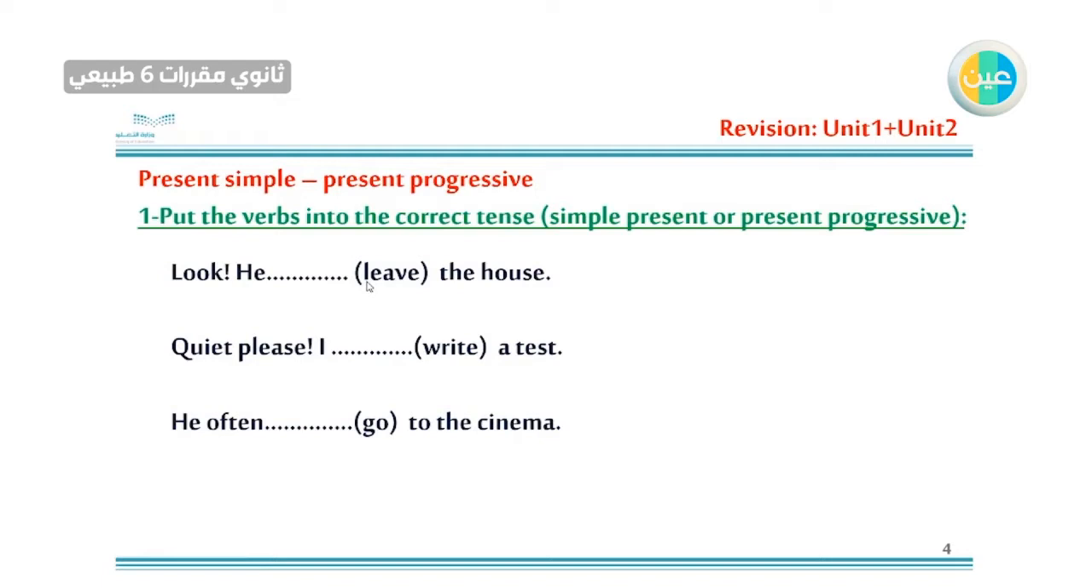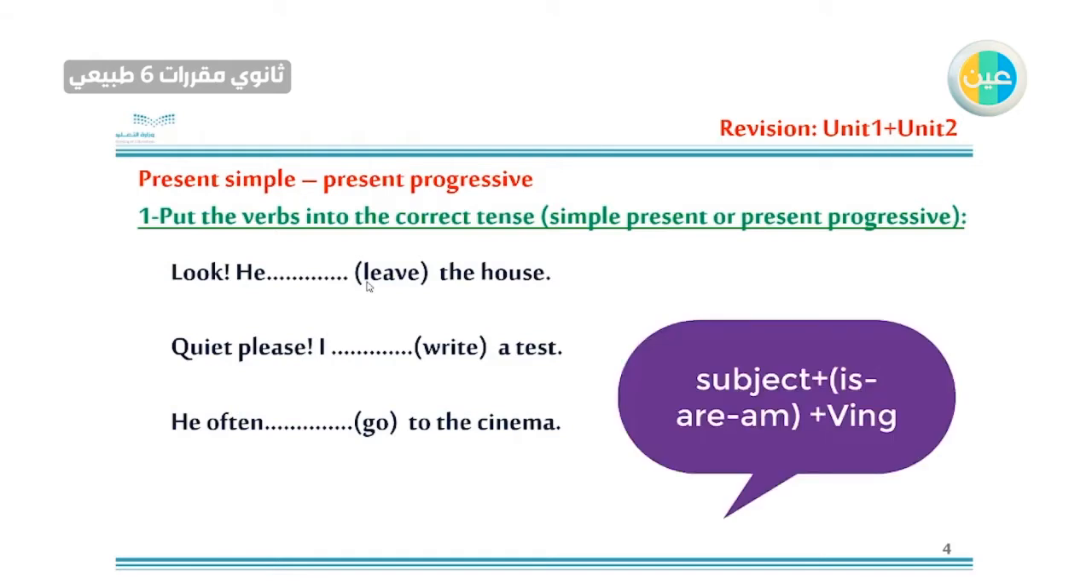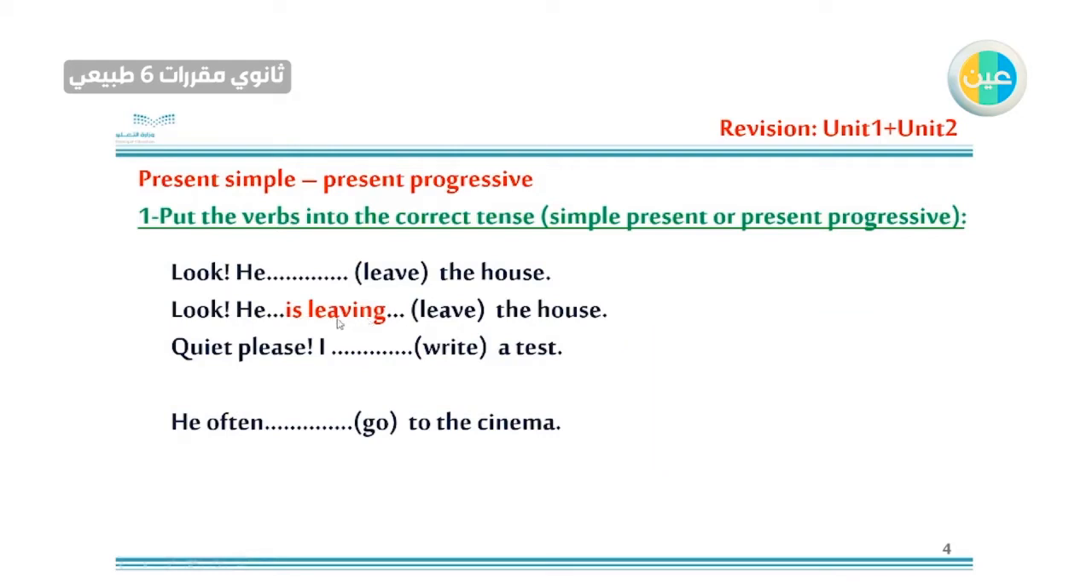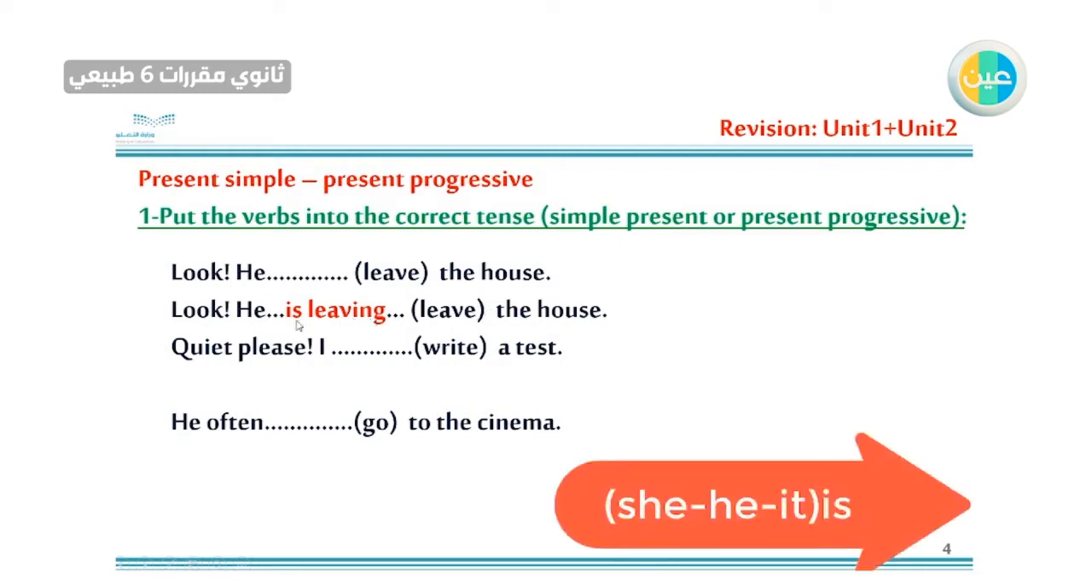Okay, can you tell me what's the rule for present progressive? We need a subject. After the subject, we need a helping verb like is, are, or am. Then we will add ing to the verb. Let's check together. Good job. Look, he is leaving the house. Leaving: we delete the e, then add the ing. He is leaving. The suitable helping verb for he is "is".